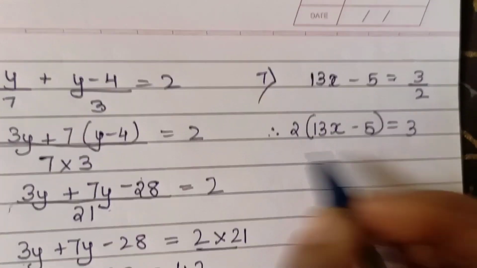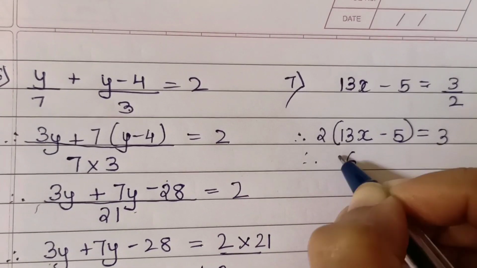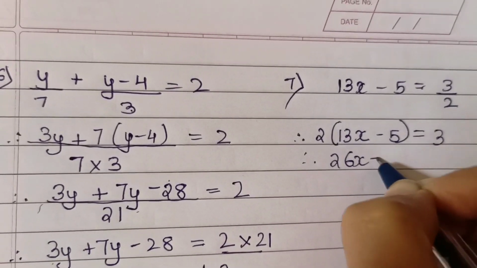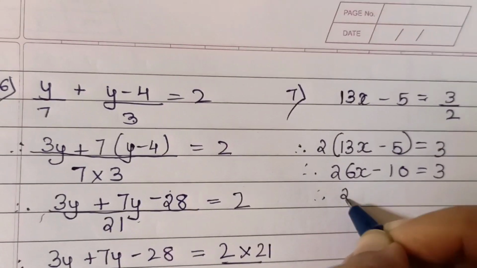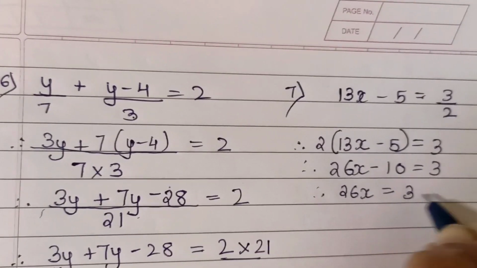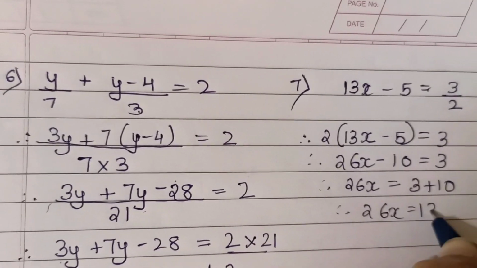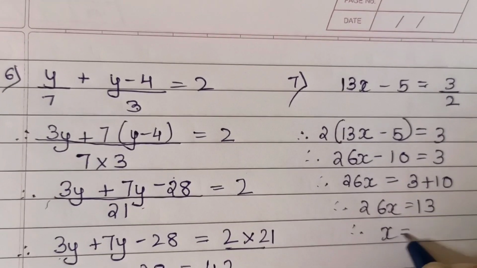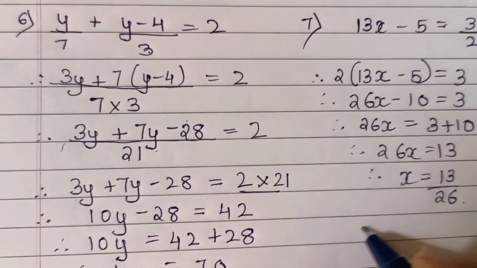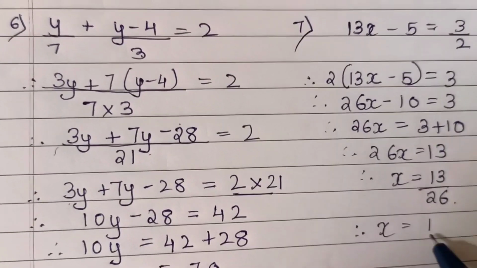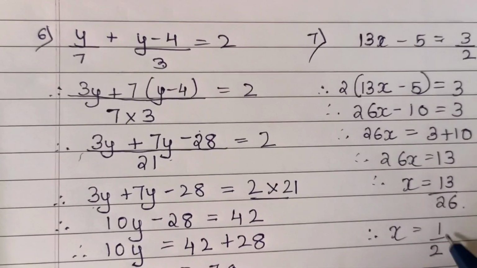And 3 will remain as it is. So first we'll multiply, open the bracket. So therefore 26x is equal to 3 plus 10, 13 upon 26. We know that 13 ones are 13 and 13 twos are 26. So the answer for this is x is equal to 1 upon 2.